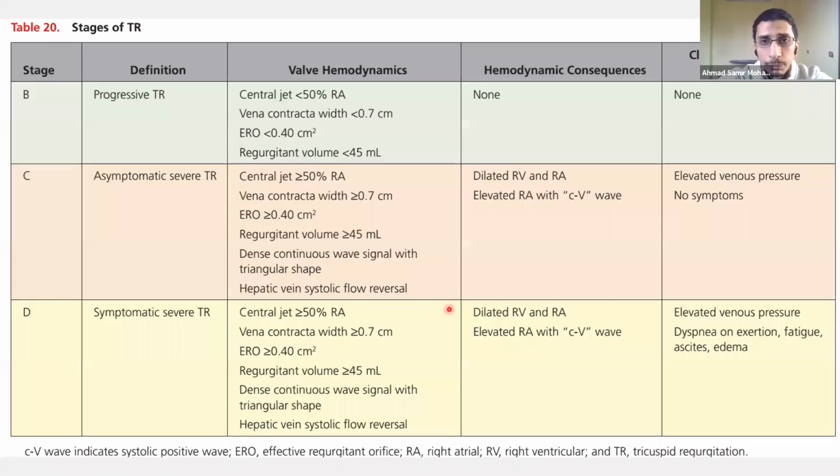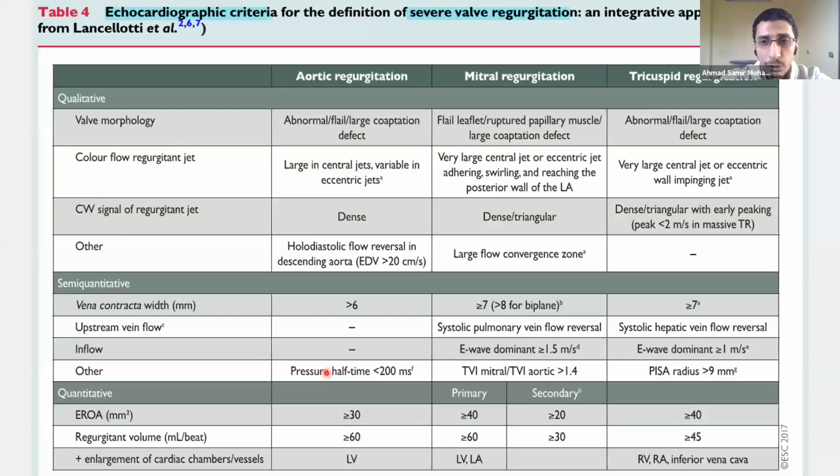Again, this is from the American College of Cardiology latest guidelines, where the tricuspid regurg parameters for severity remain as they were. And it is exactly the same as the criteria for severe tricuspid regurg as represented in the earlier 2017 European Society of Cardiology guidelines: a vena contracta of more than 7 millimeters, a PISA radius more than 9 millimeters, and a regurgitant fraction more than 45%.